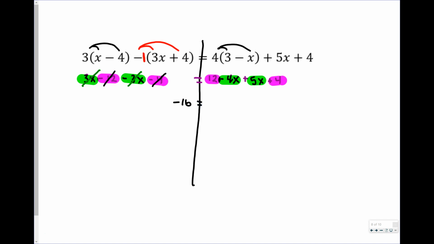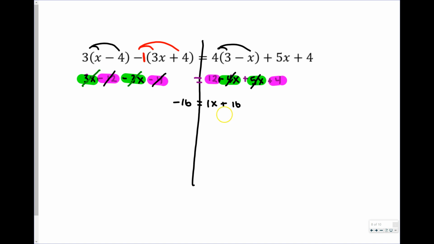On the right side, I've got negative 4x and 5x, which gives me a positive 1x. Okay, done and done. 12 and 4 give me a positive 16. Oops, I don't know why I wrote 12. That's weird. Oh my God, I wrote 12 again. What is happening? 16. Cool, there, I did it. All right, so now we've got something much simpler to work with.